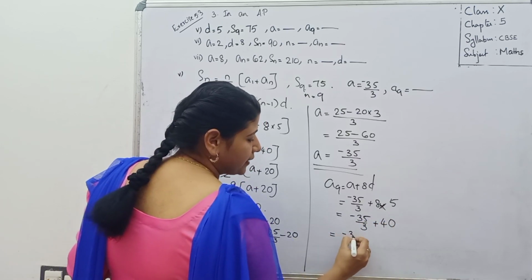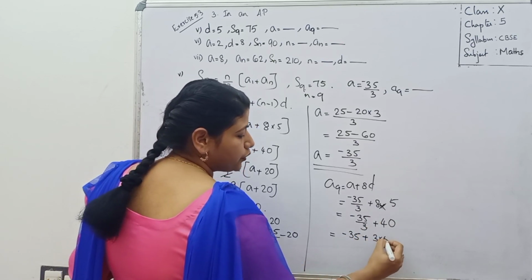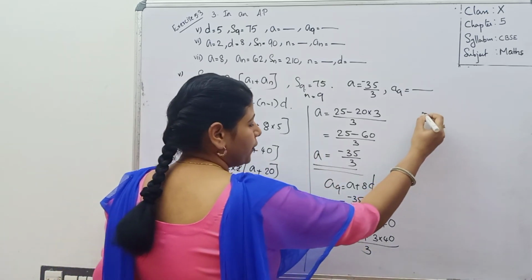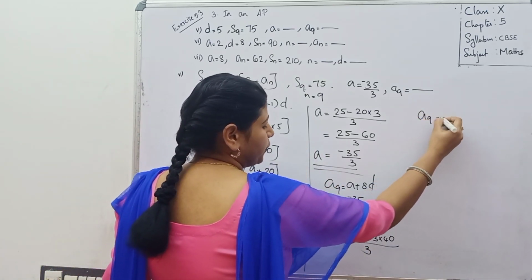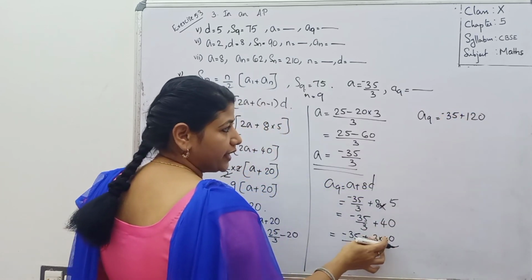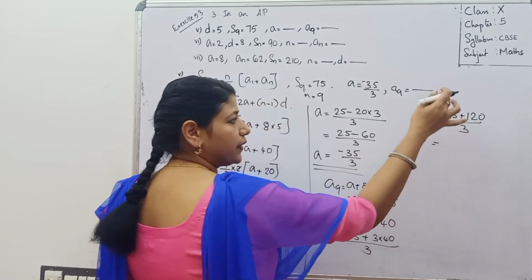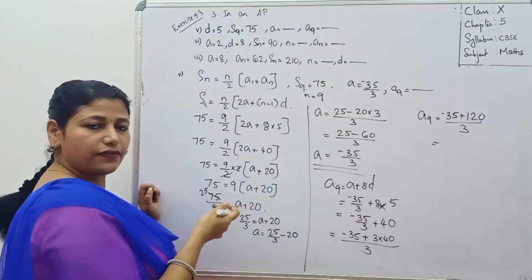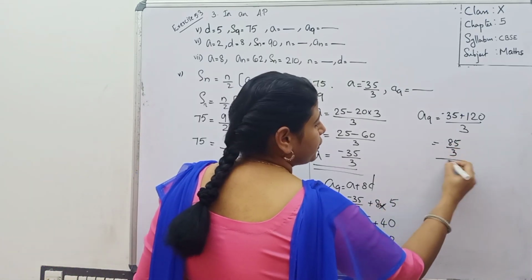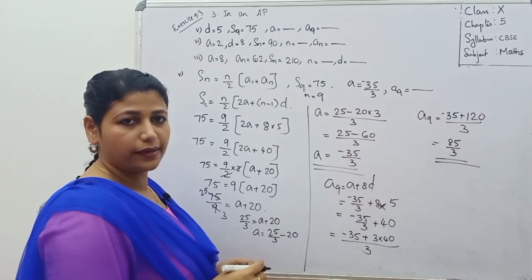Again multiply this negative 35 plus multiply this 3 with 40. That means 3 into 40 by 3. Okay. So a9 equal to negative 35 plus 120, 3 into 40 is 120, by 3. Then subtract this 35 from 120 and divide with 3. So you will get 85 by 3. So this is the ninth term of this arithmetic progression.